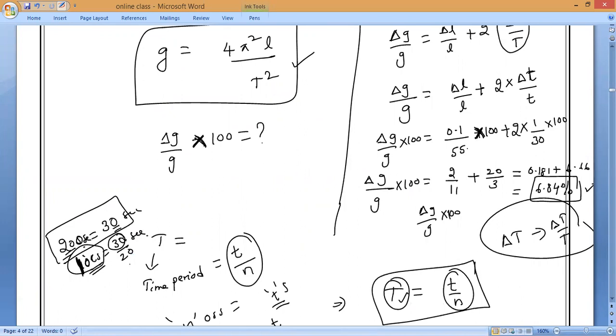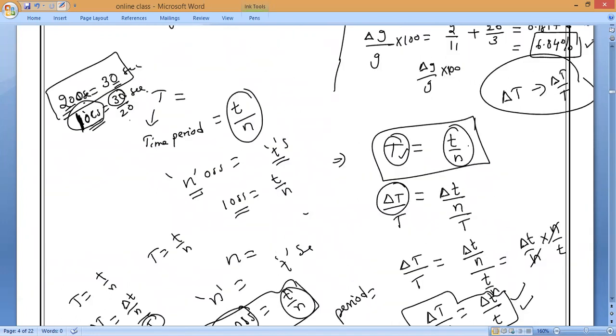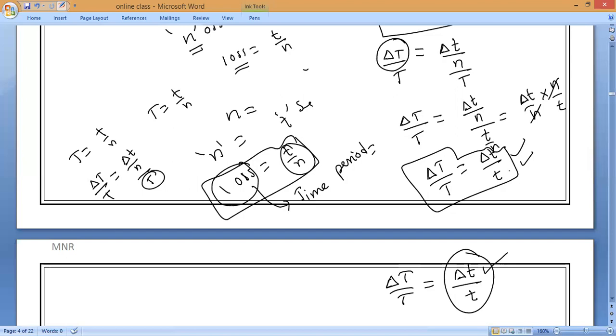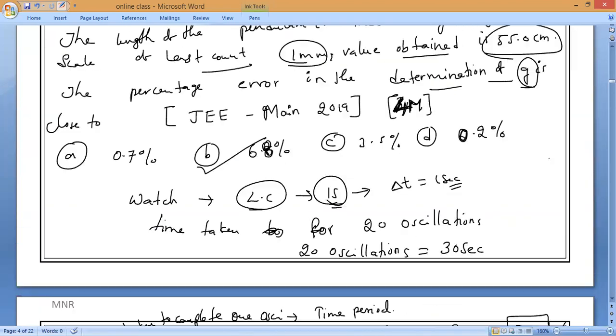The only trick here you have to remember is that delta T by T, capital T, we have to modify into delta small t by small t. Because the watch least count is 1 second, so it is indicating delta small t. And the total time for oscillations, how much have they given? Total time for oscillations is 30 seconds. That is small t. So small delta t we know, but we don't know capital T, capital delta T. That is why we are modifying it.